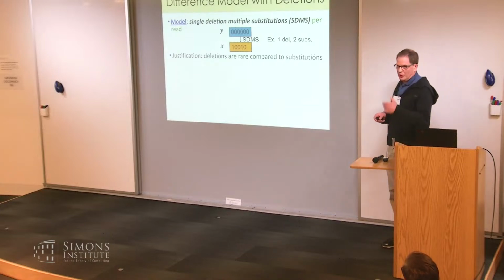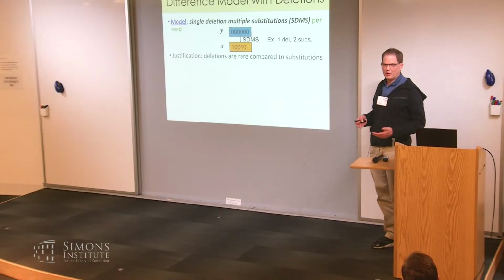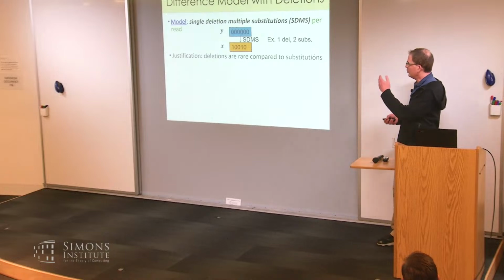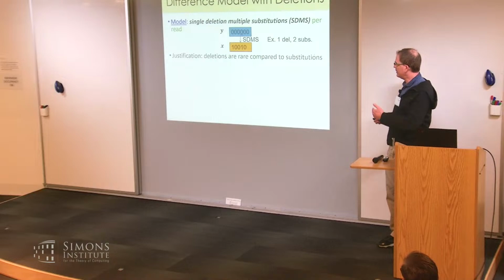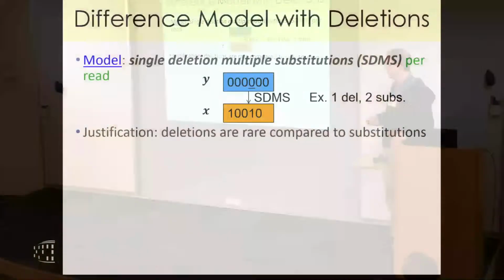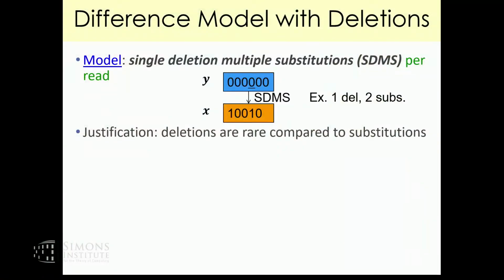Okay, so now we want to move away from substitutions only and also consider single deletion. So now we allow in each read a single deletion between y and x. Remember, it's a difference channel. This is not a real channel error. But in addition to one deletion, we want as many substitutions as we want to specify. We call this model SDMS, single deletion, multiple substitutions. That's a useful model because it also allows deletions. And the question is, how should we now align for this type of errors?